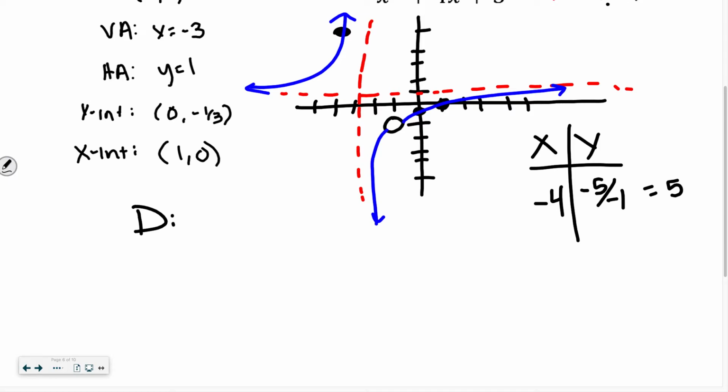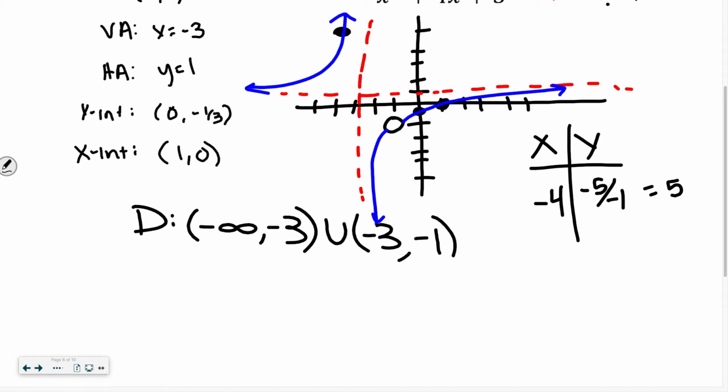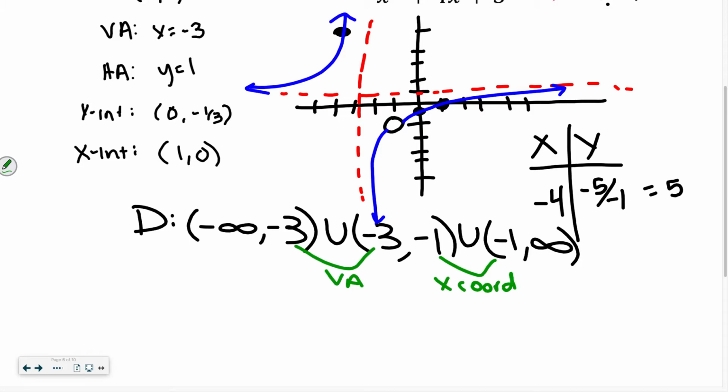-3 is less. So you're going to start at -infinity, come up to -3, and exclude my vertical asymptote, and then I'm good from -3 to my hole, but then there is no graph right there at the hole. So I have to exclude the x-coordinate of my hole, the -1, and then I pick back up and I'm golden for the rest of my function. So I excluded my vertical asymptote and I excluded the x-coordinate of my hole.